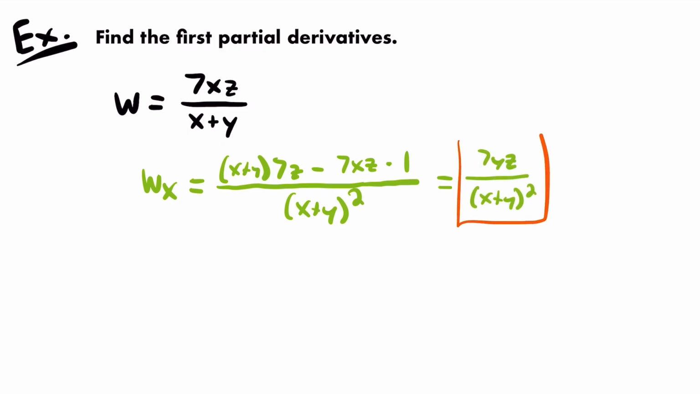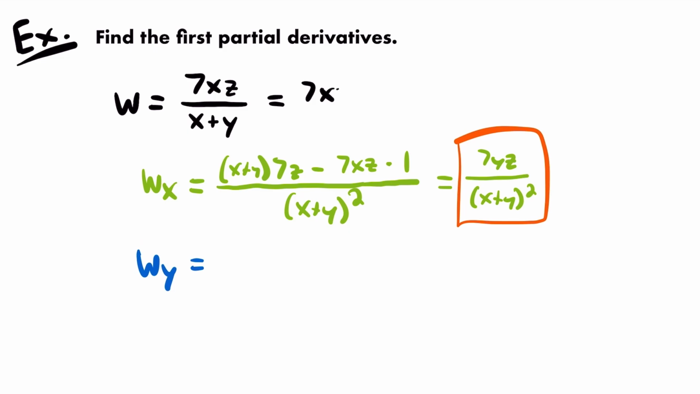Okay, so that's w_x. But now let's find w_y, or the partial derivative with respect to y. In this case, looking at this function, we have 7xz divided by x plus y. There's only one y, and it's in the denominator. So you could use the quotient rule here, but probably an easier way to go about it is to rewrite this function by moving that quantity to the numerator.